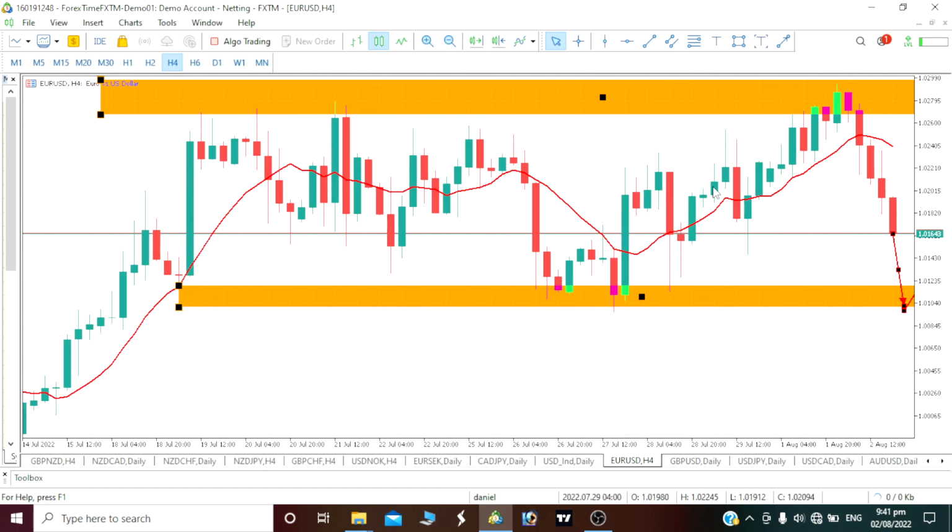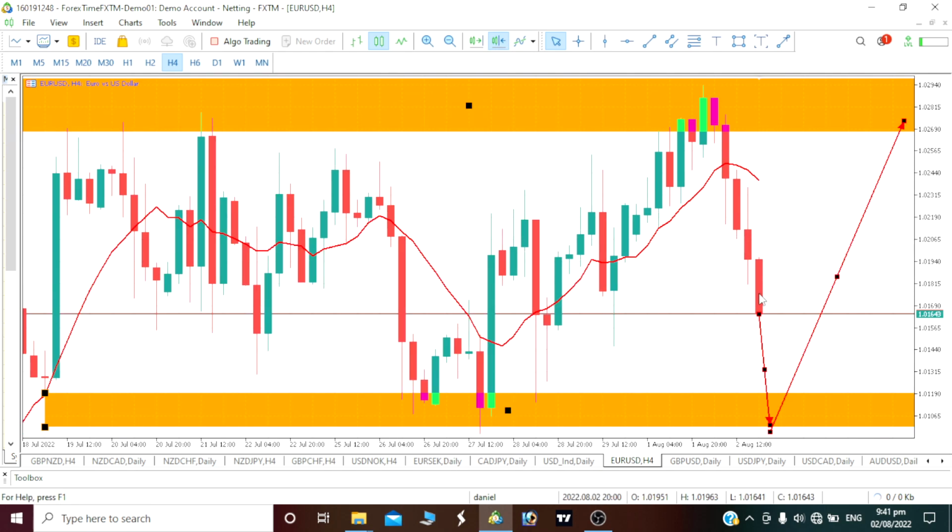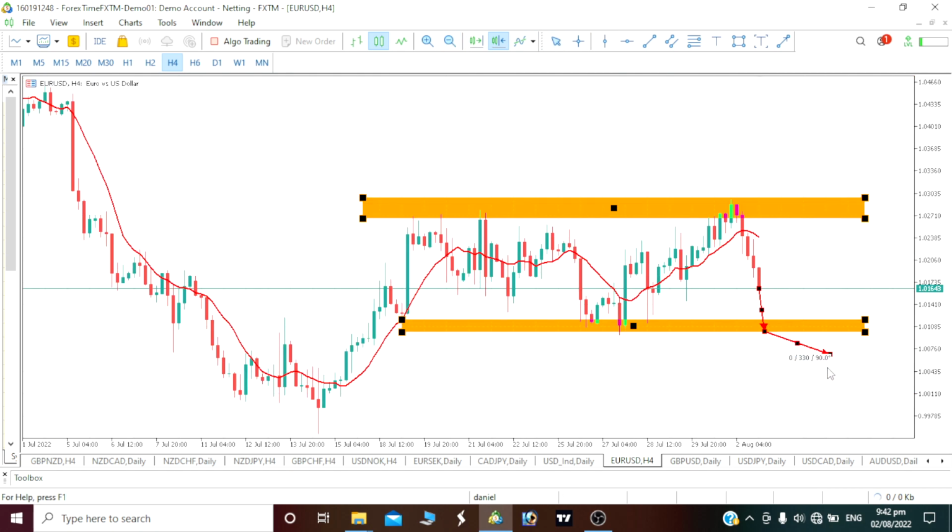Now let's sit on our 4-hour time frame. We can see our 4-hour time frame very clearly, our Euro USD ranging within this area here, and we can see that our Euro USD is coming to these lows here, which is our support level. So once our Euro USD hits our support, we would very much likely take a buy position, that is if it does not break below it.